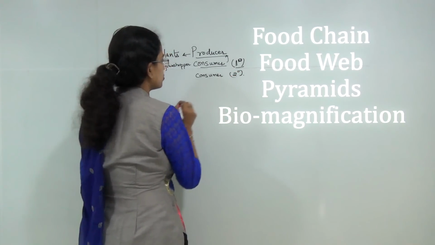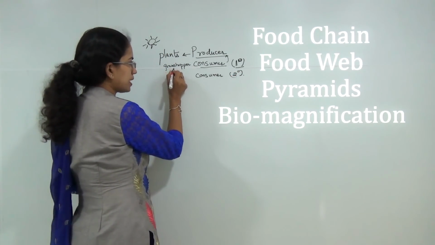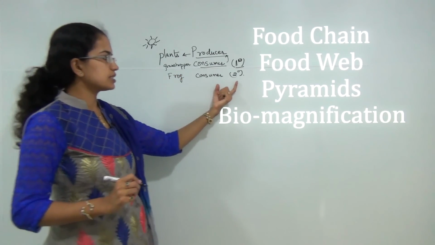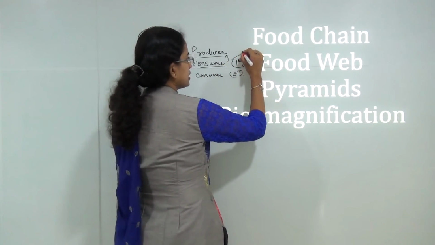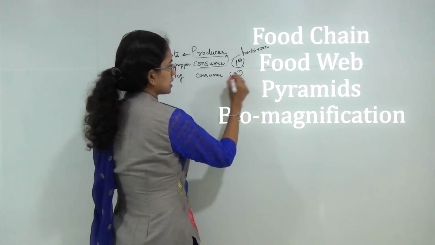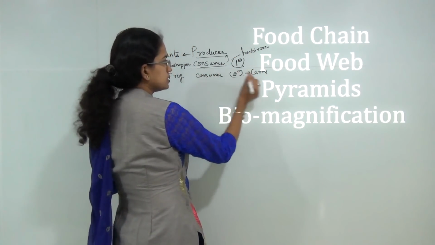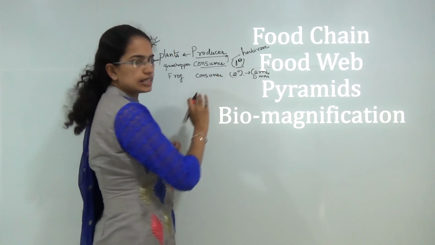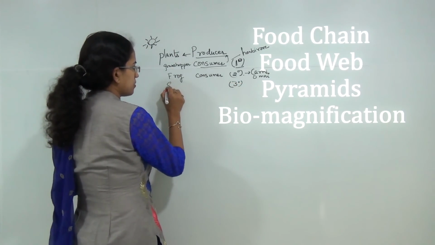Secondary consumers are those who consume the primary consumers, or who feed on the primary consumers. For example, a frog. Now secondary consumers can be carnivorous or omnivorous. Primary consumers are mainly herbivores. Secondary consumers can be either carnivorous, which feed on animals, or omnivorous, which can feed both on plants and animals. Then there can be tertiary consumers, for example a snake.